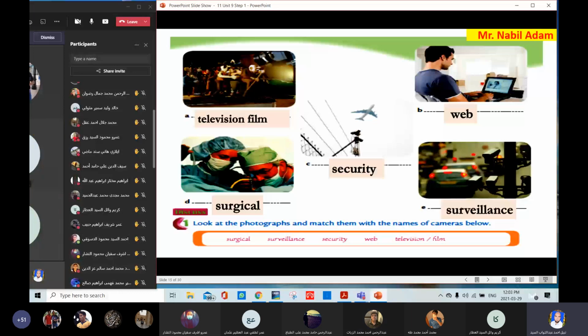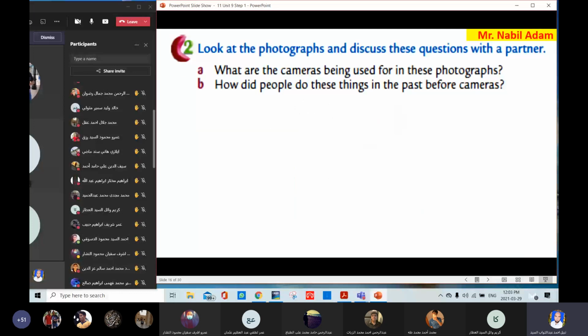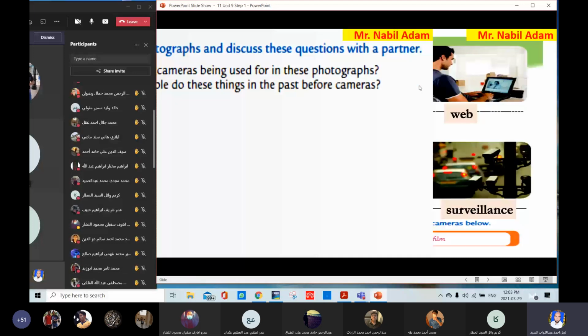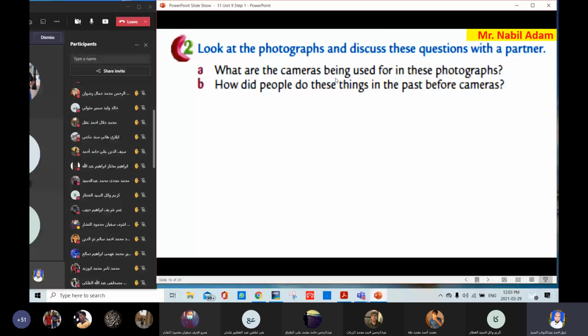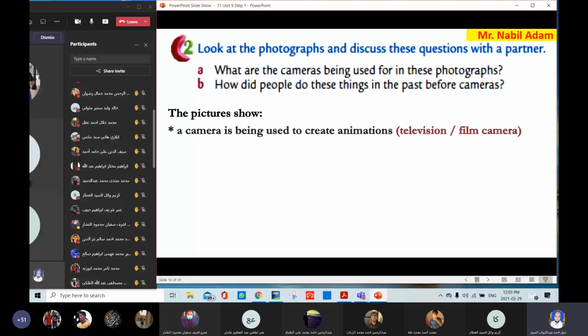Now, look at the photographs and discuss these questions with a partner. What are the cameras being used for in these photographs? Look at these photographs. You've got different types of cameras. Make a sentence. In picture A, I can say a camera is being used to create animations for television or for making movies in the cinema. What about picture B?